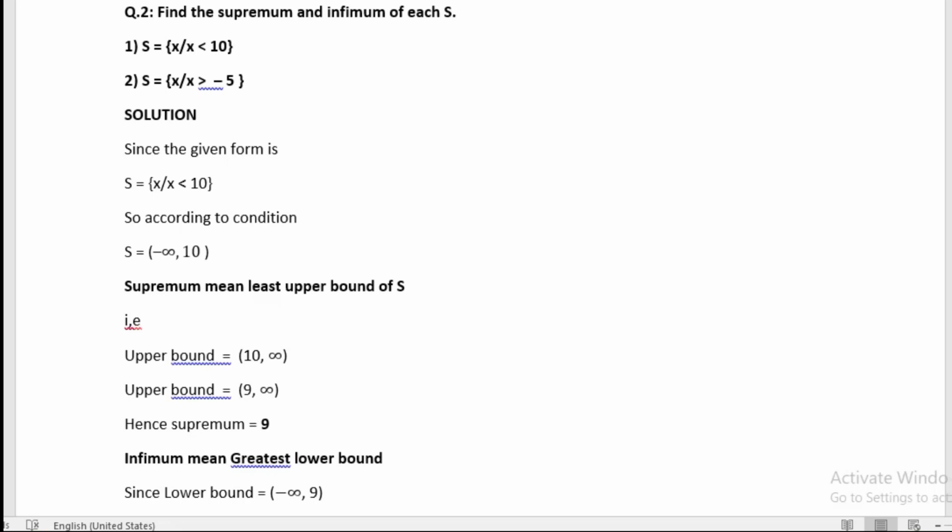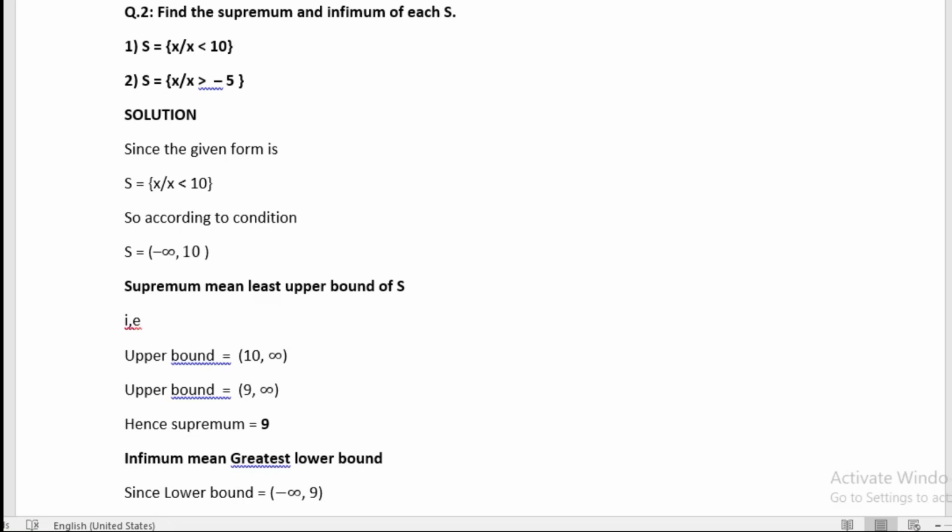Hello everyone, welcome to Mathematics Basic to Advanced level. In this lecture, I will solve question number 2. Find the supremum and infimum of each S. So part 1, that is S is equal to {x such that x less than 10}.